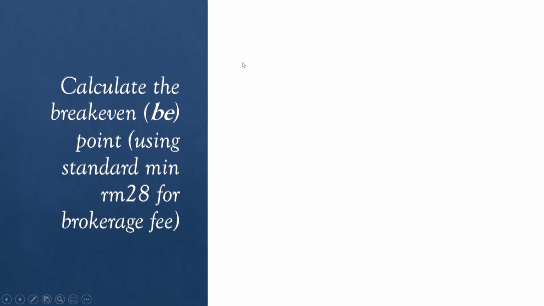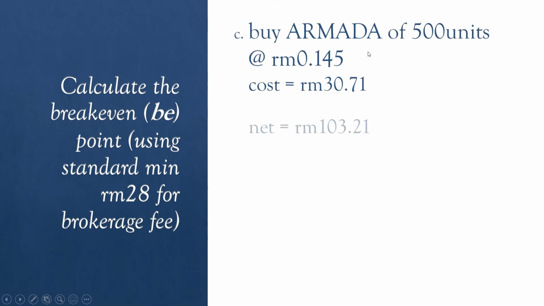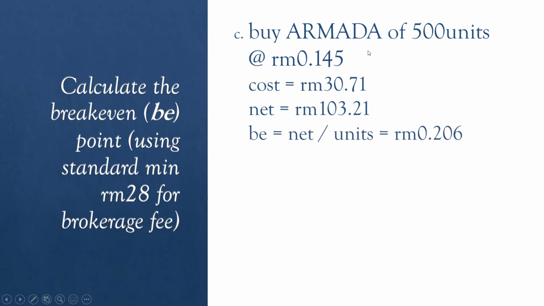Calculate the break-even point. Okay, another example. Let's see Armada pula. Okay, katakan kita beli Armada 500 units at 14 sen setengah. Your cost will be at 30.71. Your net will be at RM103.21. Okay, so your break-even level again equals to net divided by units. Kita akan dapat break-even point of 0.206 sen.